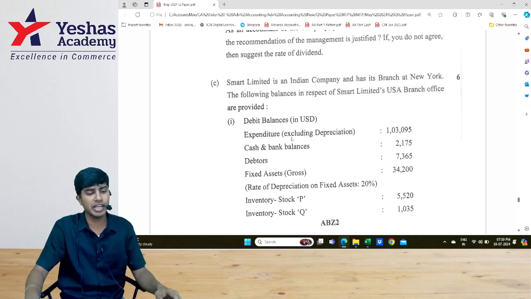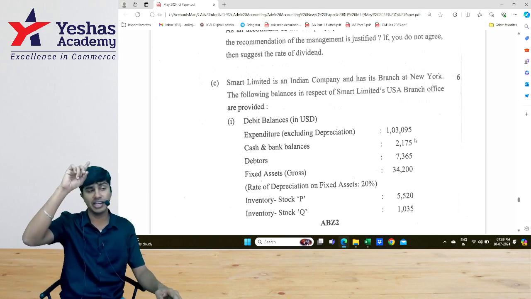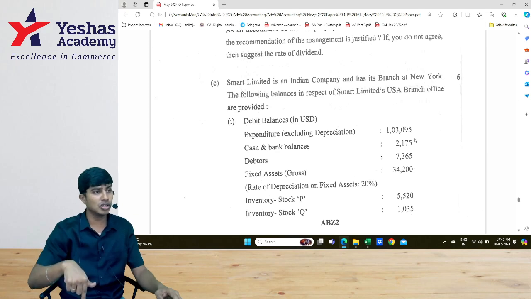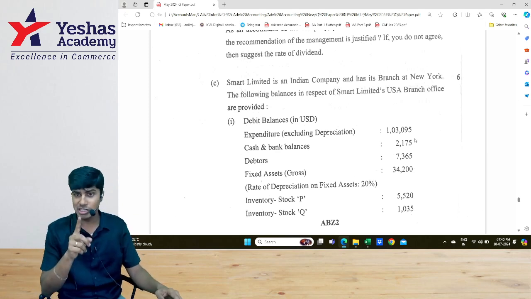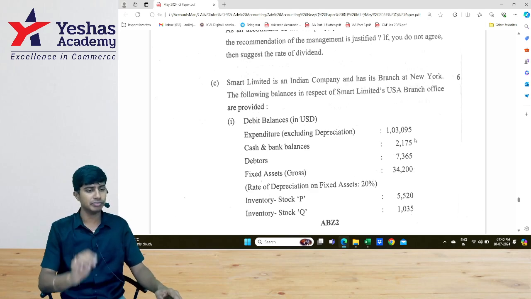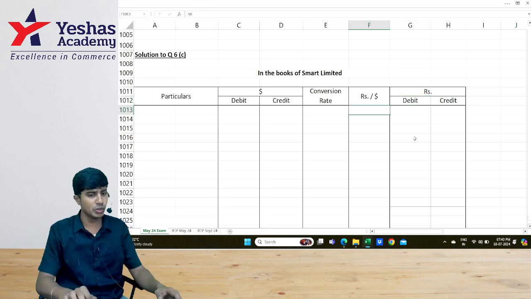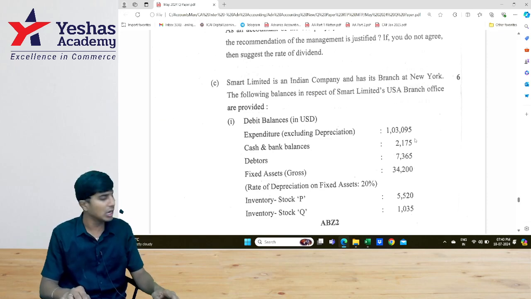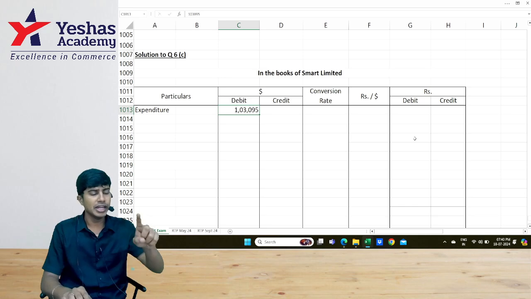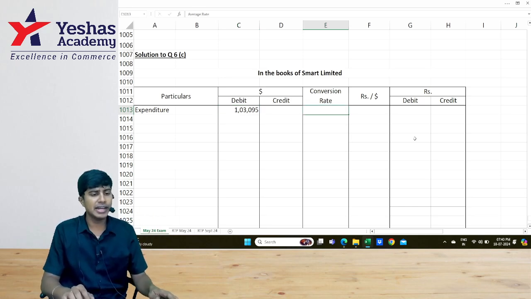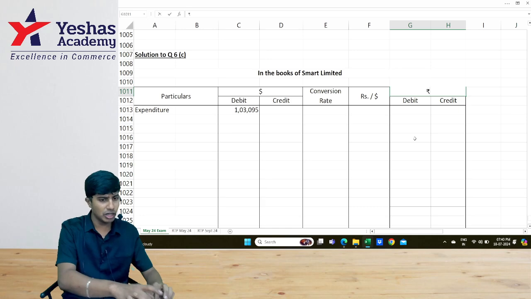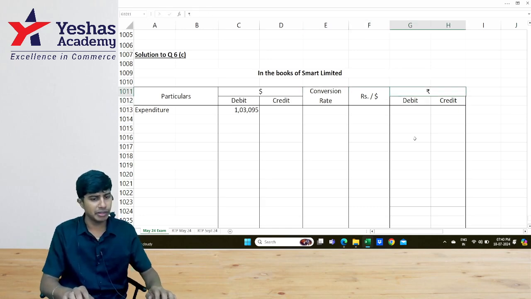Debit balances: expenditure excluding depreciation is 103095. Depreciation I will record at the transaction date rate, because depreciation is applied as a percentage of the asset, which is at a transaction date and not at the closing rate. So though depreciation is an expense, don't apply the average rate for depreciation. Let me start with expense excluding depreciation, which is available in dollars as 103095. Later when I get to know the rate, I'll multiply it and convert it to rupees. Right now I am not aware of it, so I've kept it pending.